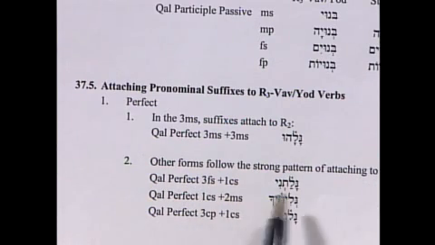Now, in section 5, we're attaching pronominal suffixes to these forms. And in the 3MS, the suffix is attached directly onto R2. And then, as I say here, the other forms follow the strong pattern. By that, here I have a third feminine singular, and you know R3 normally gets the accent, so here it's going to be R2. But then with the other forms, either your tav or your nun is going to receive the accent of the suffix that goes on the verb, not the pronominal suffix that's attached.